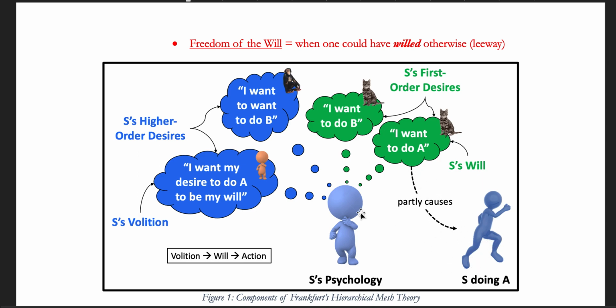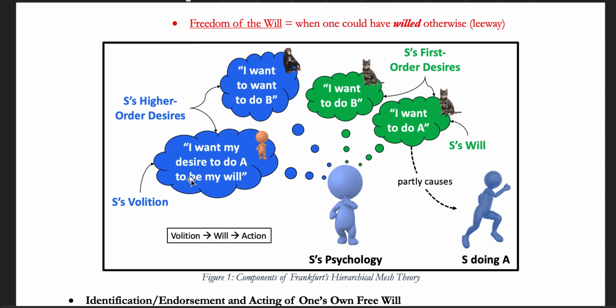So those are the components. First order desires, just wanting to do stuff. The will is the desires that are effective. Higher order desires are desires about which desires you want to have. And your volition is when not only do you want to have a desire, but you want that desire to be effective. That's a volition. And only people can do that. Or at least human-like agents. I don't know what he thought about aliens or angels.